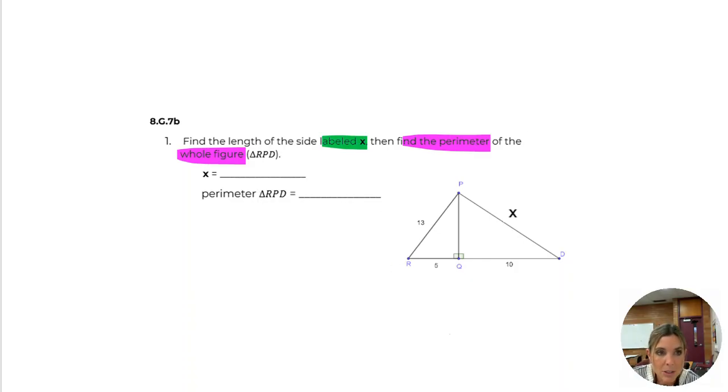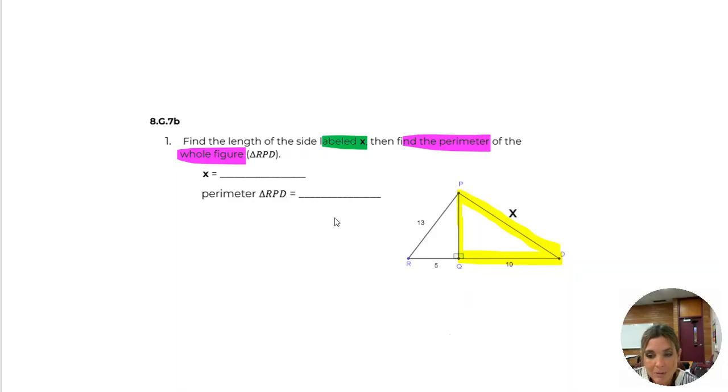So in order to find X, we first need to figure out two of the legs that we can use. So we can see that here is X right here. It's the hypotenuse of this right triangle, but we only know one of the legs. Okay, we know this leg right here is 10.